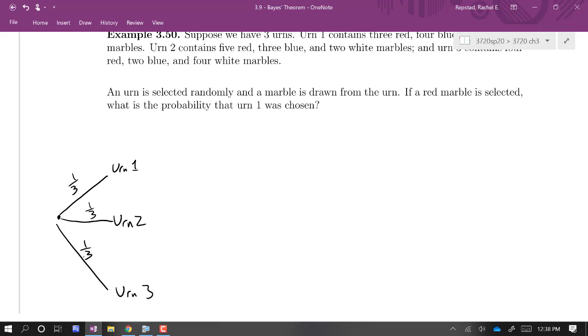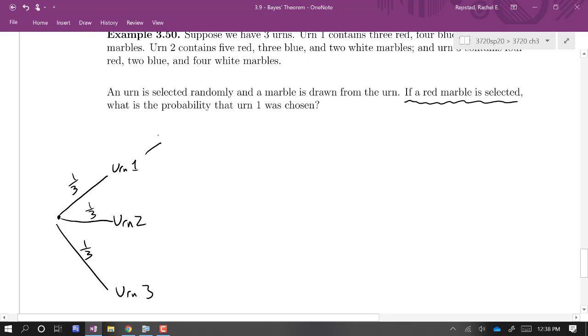They say that an urn is selected randomly and a marble is drawn from the urn. So after we select the urn, then we pick a marble out of it. If a red marble is selected, what's the probability that urn 1 was chosen? Okay, so we're only considering the possibility where we draw a red marble. So instead of making 3 branches out of each urn for each color, I'm just going to make 2 branches for red and not red.